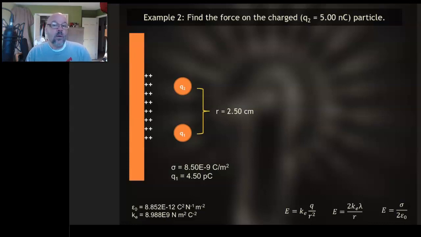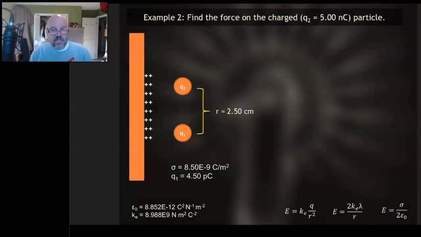Okay, so let's start here. Example 2, it says find the force on the charge Q2 particle. So there's a given charge for Q2. You can see there's Q1 down there. And then sigma is given. And that sigma, remember, is a surface charge density, so that has to do with the sheet of charge on the left-hand side.